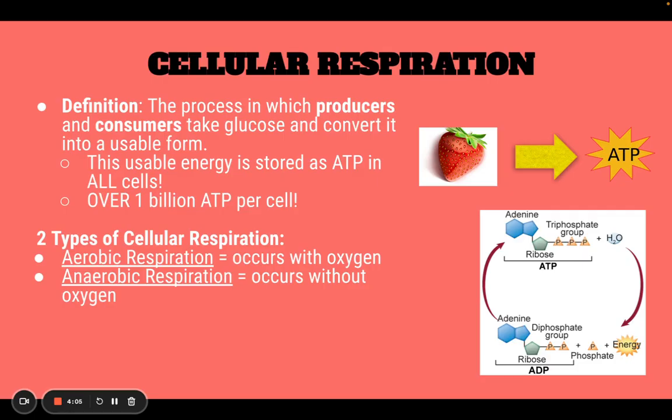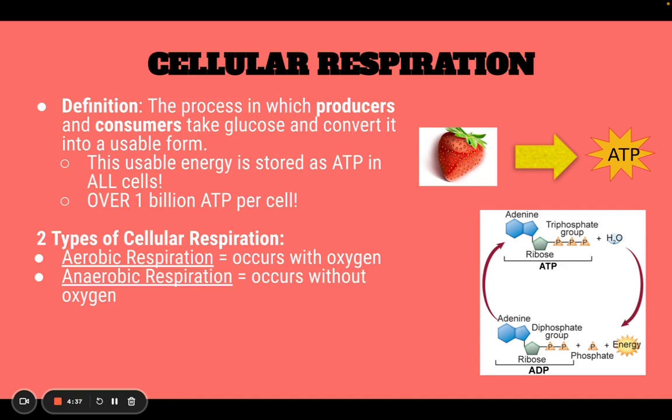All right, we are going to switch gears now to our second process, cellular respiration. This process is mainly used in animals or humans, but is a process that plants utilize as well on a smaller scale. The definition of cellular respiration is the process in which producers and consumers take glucose and convert it into a usable form of energy. This usable energy is stored as ATP in all cells. There are usually over 1 billion ATP molecules per cell.